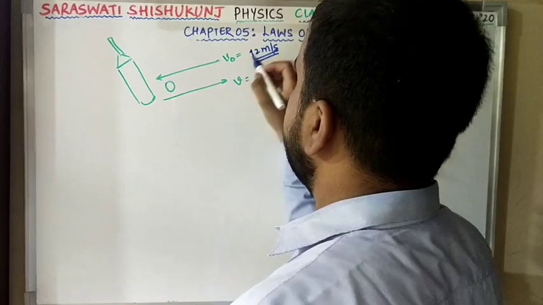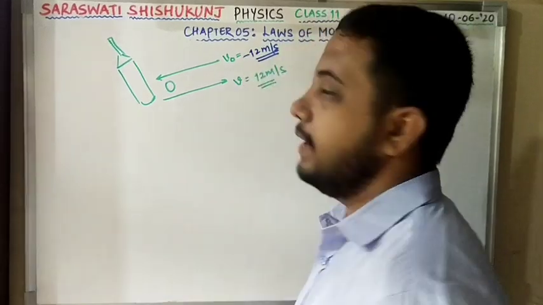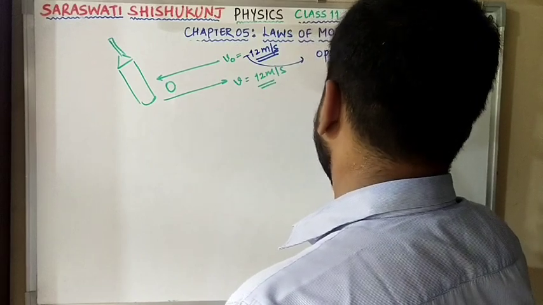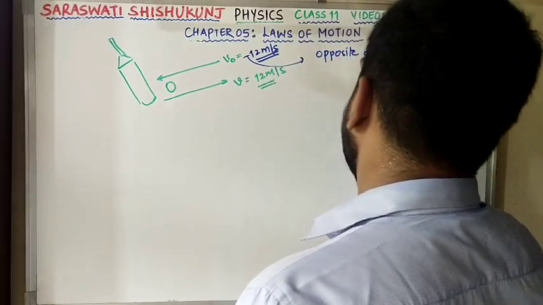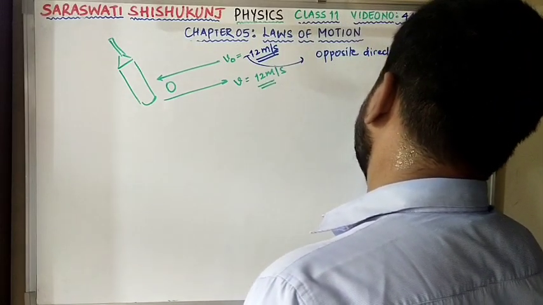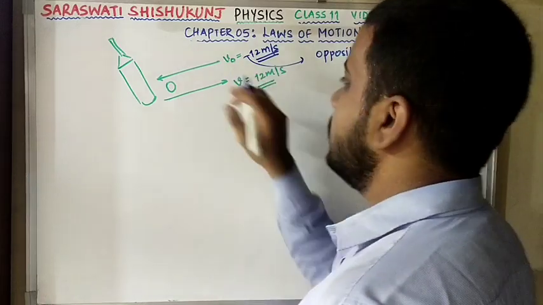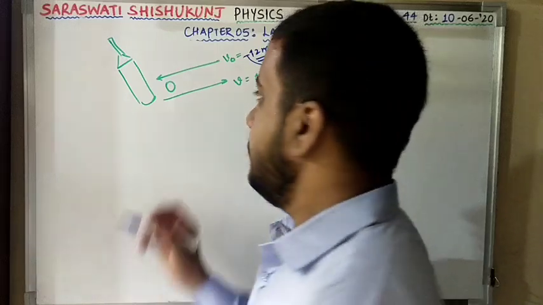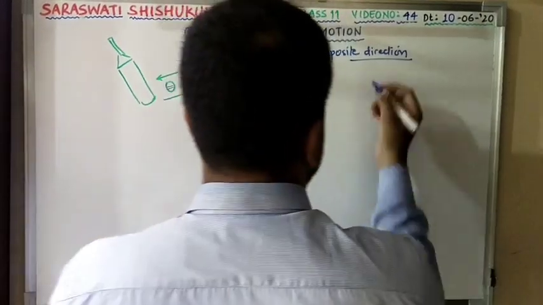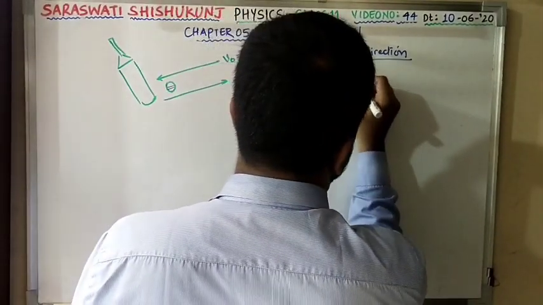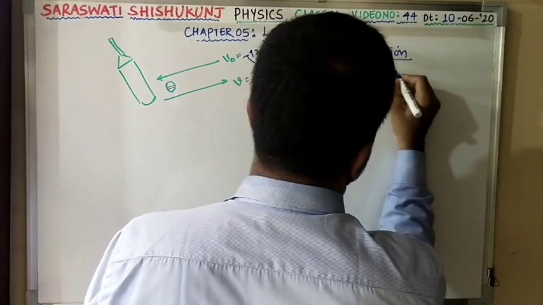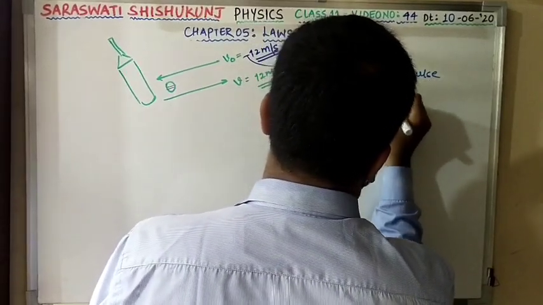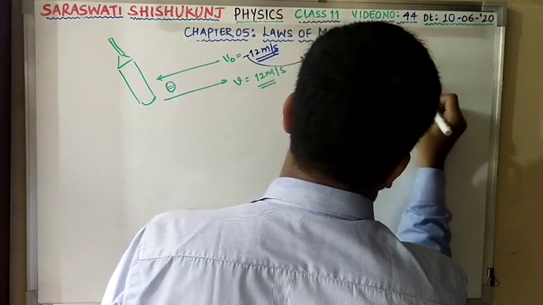If I take this plus, I have to take this minus. Negative represents opposite direction. This is nothing but an action reaction pair. Hope it is clear. They are asking us to calculate the impulse imparted to the ball.